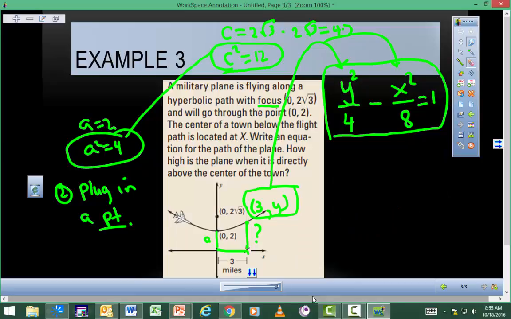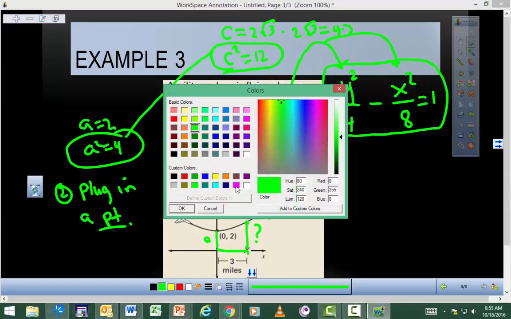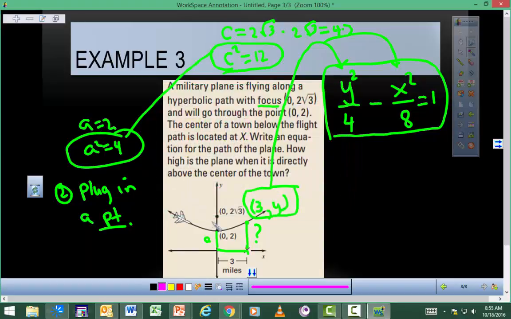In this case, maybe I could use a different color. I'll use my cool purple color. I think this is kind of cool. Everyone, can you see that color okay?